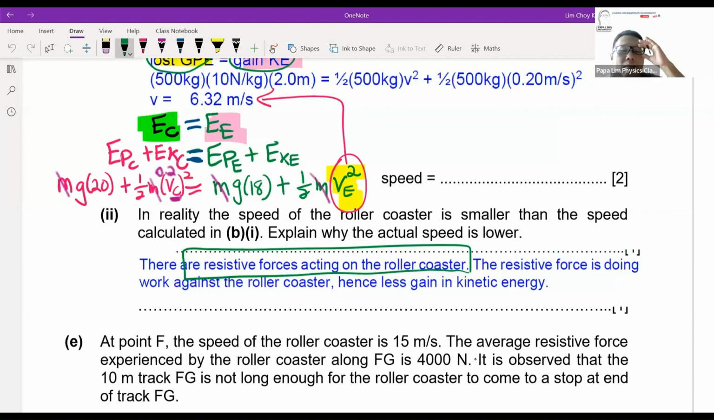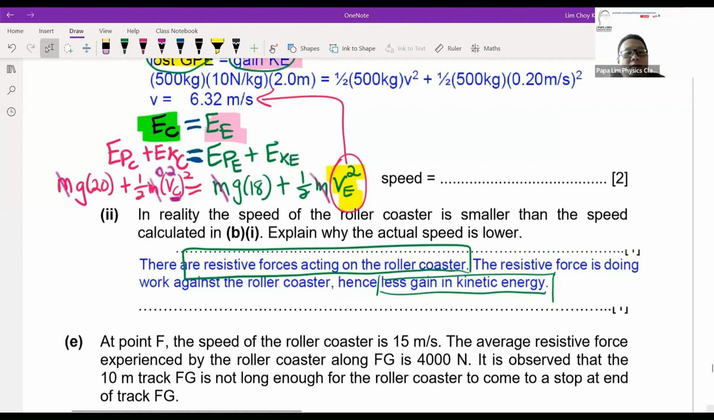It can be the friction along the track, or it can be air resistance along the journey. Either way, this will siphon out a portion of the energy. When a portion of energy is given to this resistive force, the energy that is left for kinetic energy will be a much smaller portion, and thus the kinetic energy gain, or the speed gain of the object, will actually be smaller than expected.